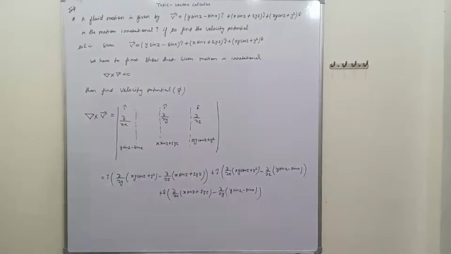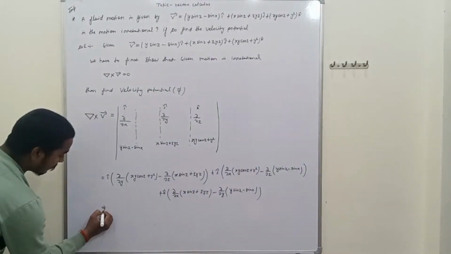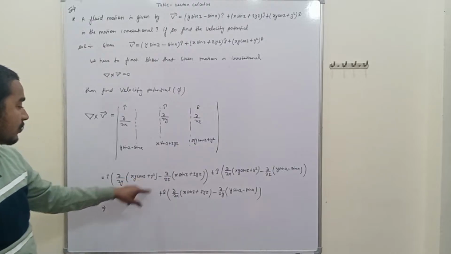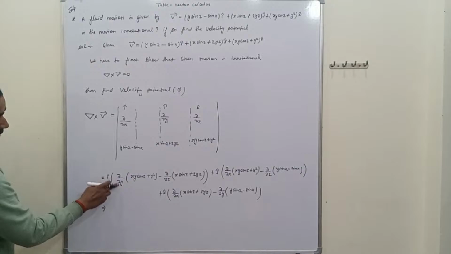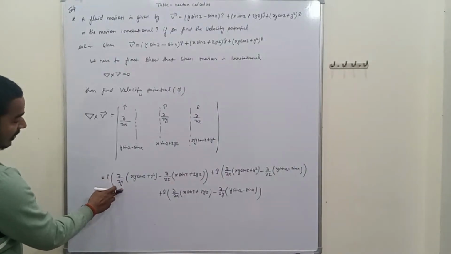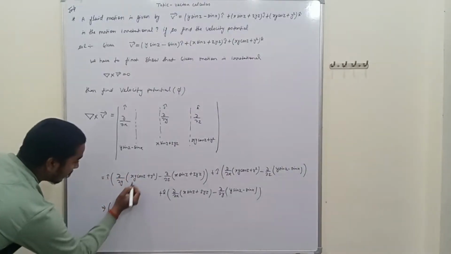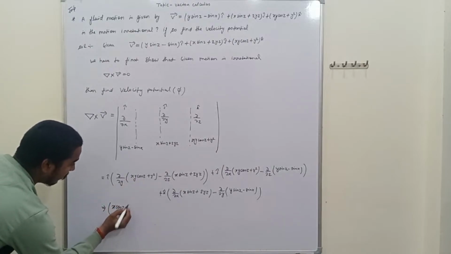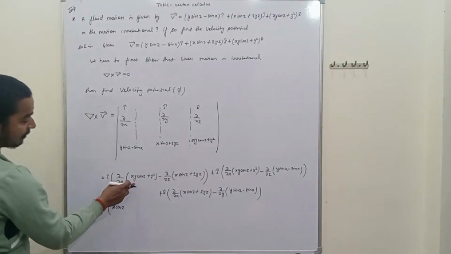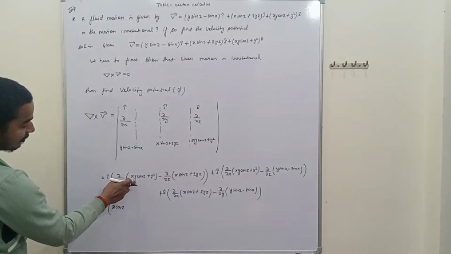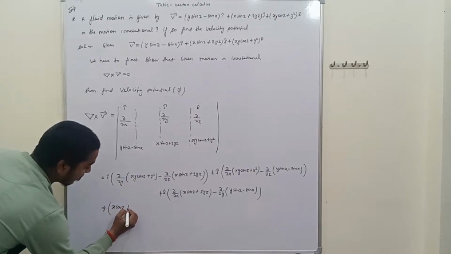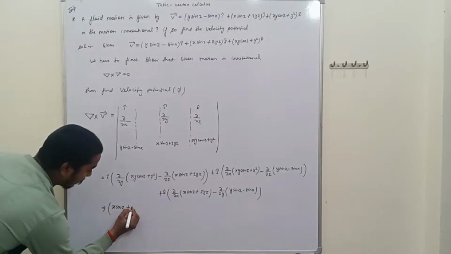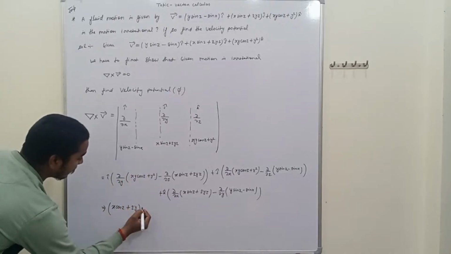Further we have to solve, that is differentiating xy cos z plus y square with respect to y. Here x and cos z are taken as constant, that is x cos z, and differentiating partially with respect to y, y gives 1, plus differentiating y square with respect to y, that is plus 2y, and this is i cap.